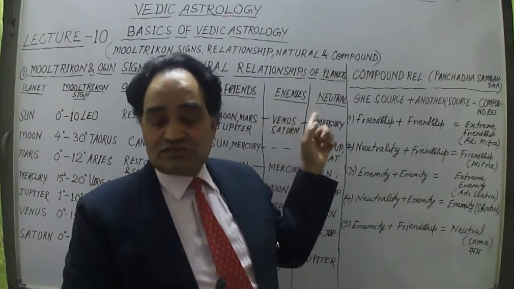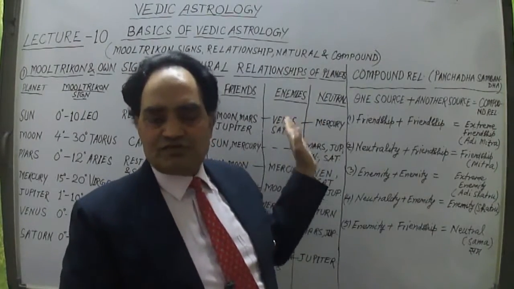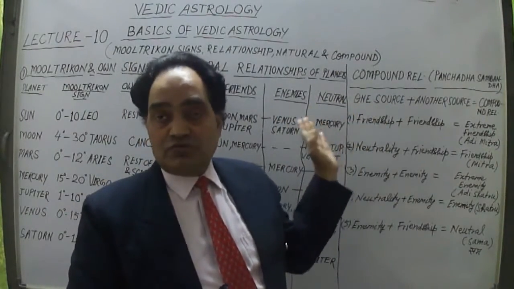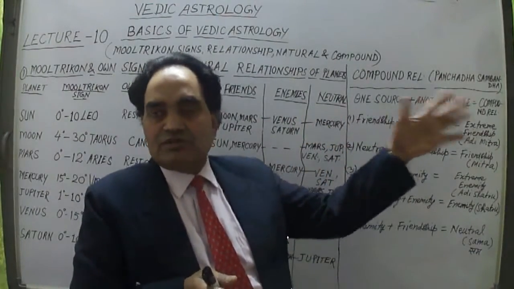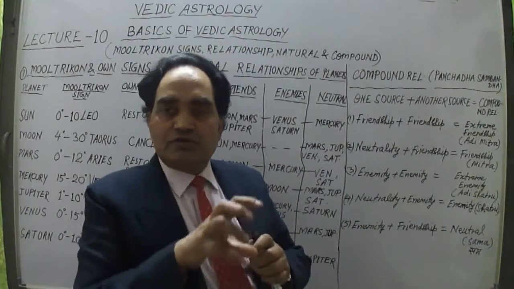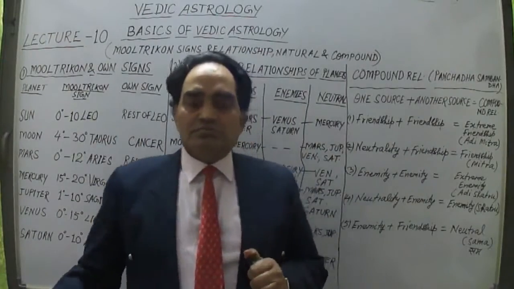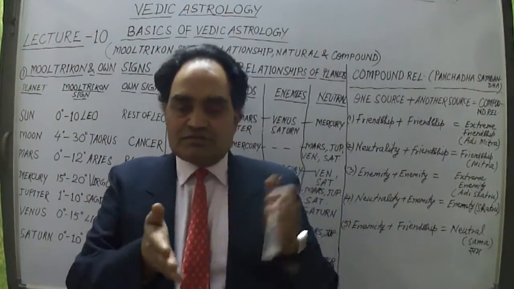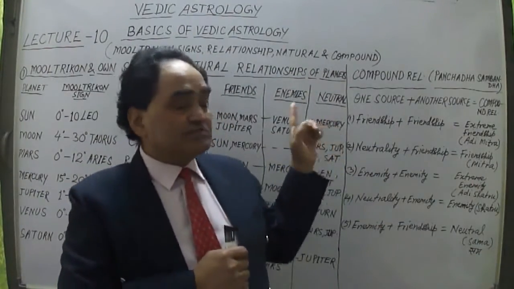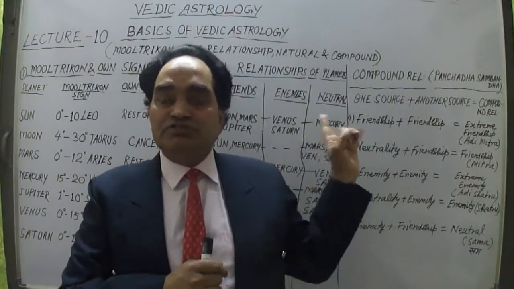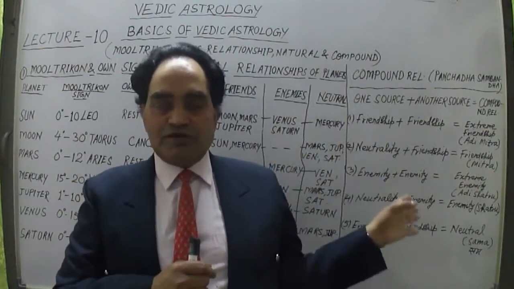During that lecture series on marriage matching, I talked about natural relationship: friendship, enemy and neutral. Planets have friends, enemies, as well as neutrals. Neutral means no friend and no enemy. So some planets are neutral to each other, some are friends, some are enemies. This is known as natural relationship. The third kind of relationship I have taken here is the Panchada relationship. Panchada means 5 types of relationship.